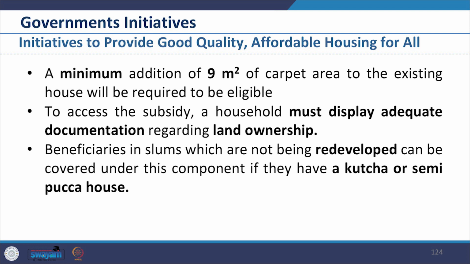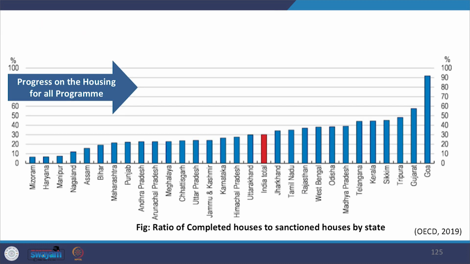To assess the subsidy, a household must display adequate documentation regarding land ownership. Such beneficiaries may reside either in slums or outside the slums. Beneficiaries in slums which are not being redeveloped can be covered under this component if they have kacha or semi-pakka house. Here in this we see the progress which we have made under Housing for All programs.